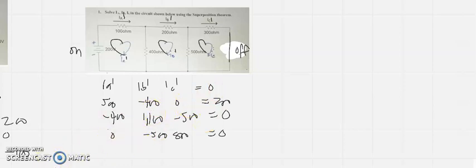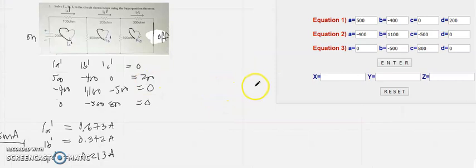We have, using the 3 equations, 3 unknowns calculator. So, equation 1, 500, negative 400, 0, 200. Equation 2, we have negative 400, 1100, negative 500, and 0.